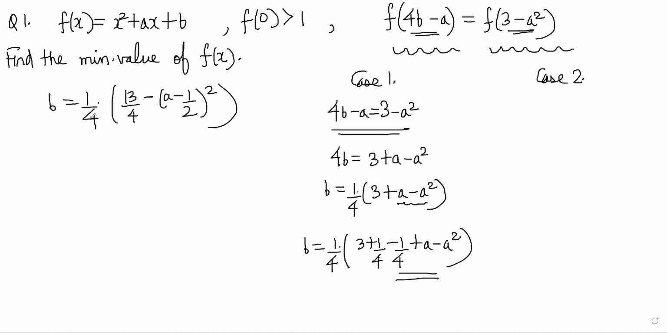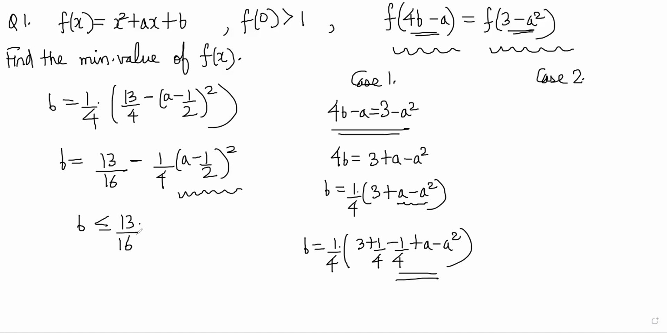So this tells us that b is equal to 13 by 16 minus 1 by 4 times a minus half whole square, right? So what does that mean? Since this quantity is always going to be greater than or equal to 0, we can say for sure that b is less than or equal to 13 by 16. But is that allowed for us? Let's look at this quadratic again once more. And let's look at f of 0 greater than 1. That is a condition that is given.